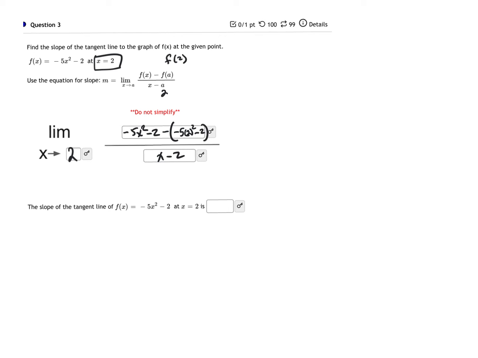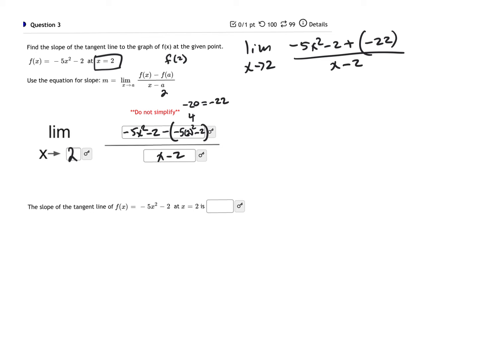So the next thing I'm going to do is simplify that top a little bit. So I have the limit as x approaches 2 of negative 5x squared minus 2, and then minus in parentheses. Now I'm going to simplify this. 2 squared is 4. Negative 5 times 4 is negative 20. Minus 2 is going to be a negative 22. So it'll be minus a negative 22. So all of that over x minus 2.